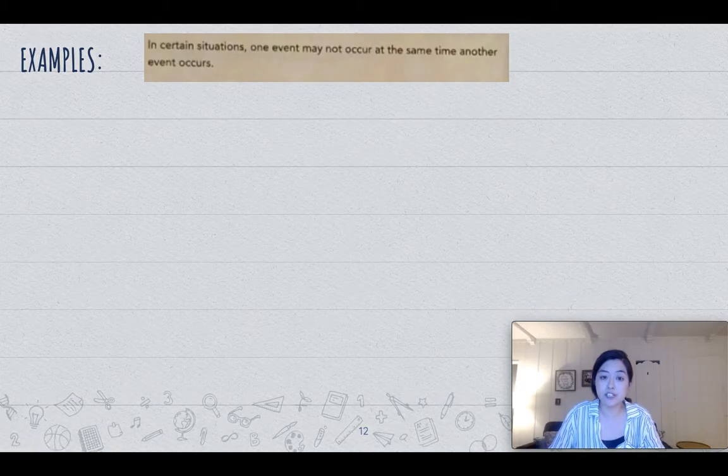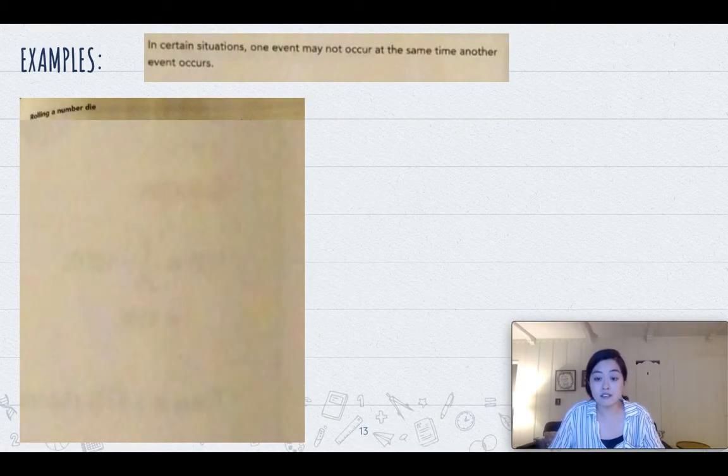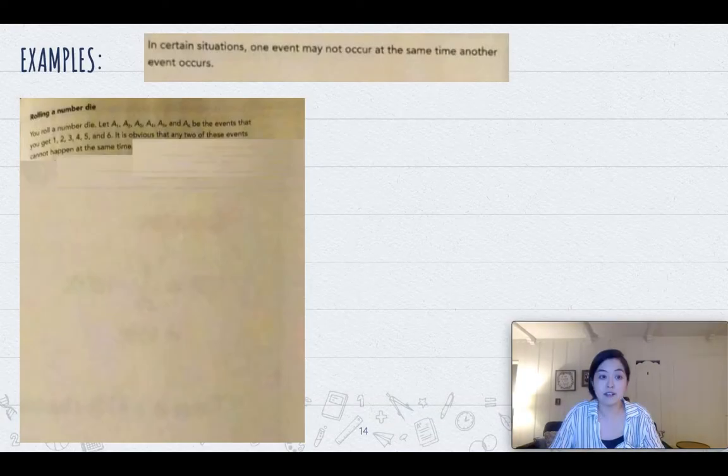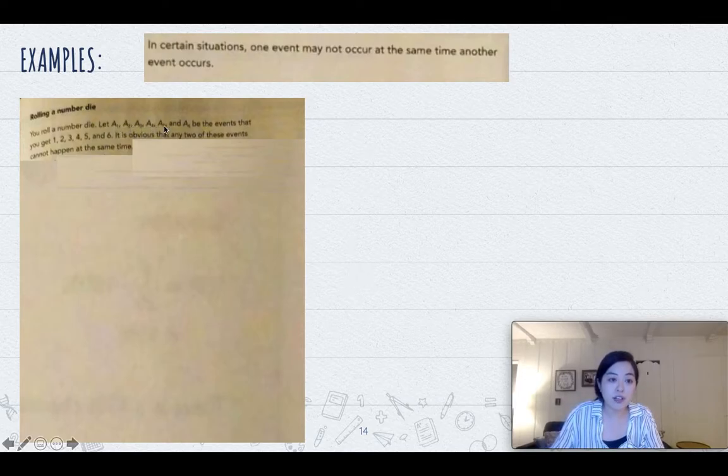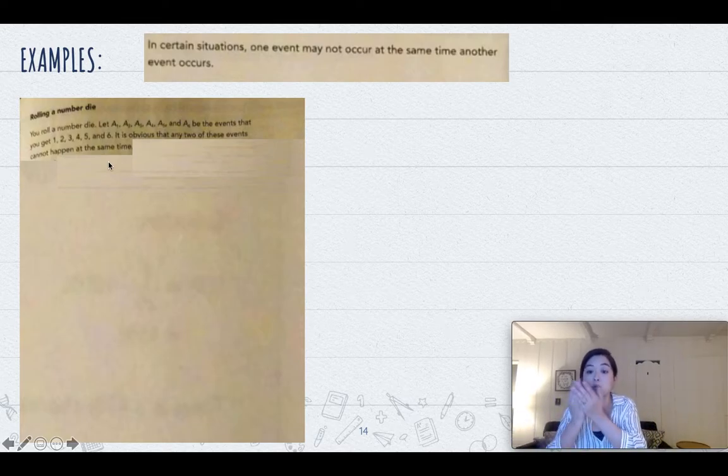Let's look at another situation. Let's look at the situation of rolling a number die. So a number die has 6 faces, right? And there are the numbers 1, 2, 3, 4, 5, and 6. Those are your choices. So let A1, A2, A3, A4, A5, and A6 be the events you get 1, 2, 3, 4, 5, and 6 respectively. It's obvious that any two of these events cannot happen at the same time because there's only going to be one number that faces up when you roll a 6-sided die.